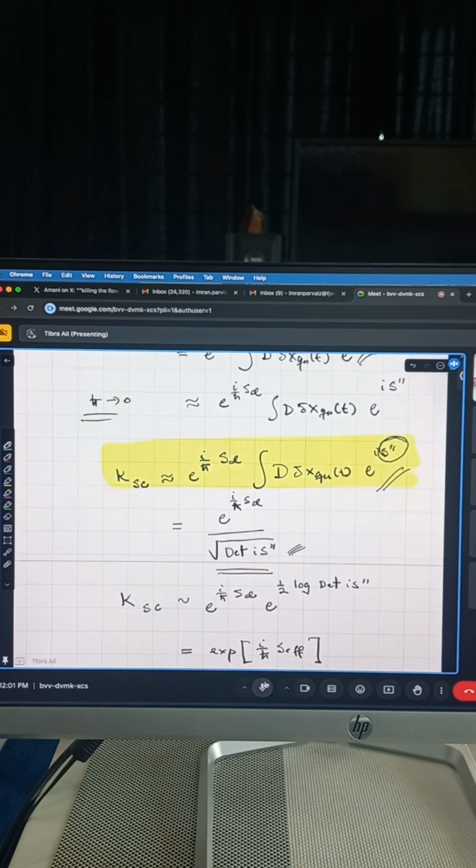I know it's very sketchy, but yeah. Right, thank you. So Tibra, just a comment, because in the harmonic oscillator, because the action is quadratic, you can compute this exactly. You are not even taking an approximation there, right? Exactly, yeah. For the harmonic oscillator, this is actually an equality.